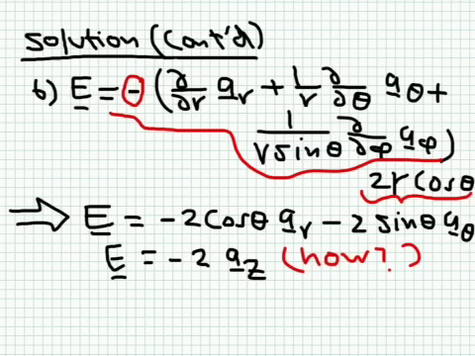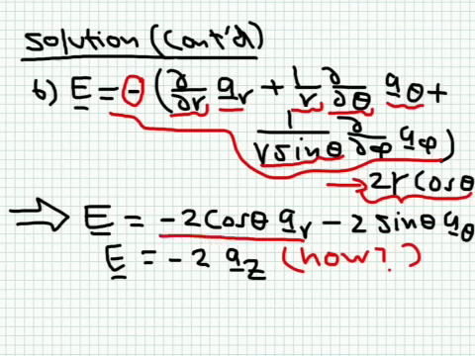So what you do, you differentiate this potential V relative to r in the r direction. You differentiate it relative to theta, and then you divide it by r in the theta direction. You differentiate it relative to phi in the phi direction, and then divide by r sine theta. So if you do that, the derivative of 2r cosine theta relative to r will give you 2 cosine theta, with a negative sign, so you get minus 2 cosine theta a_r in the r direction.